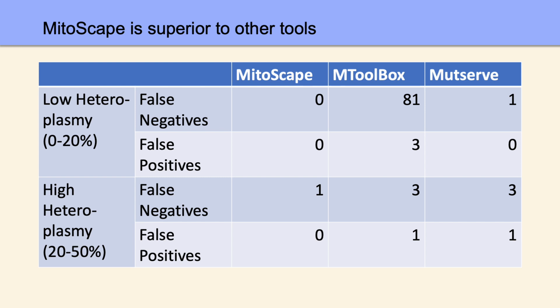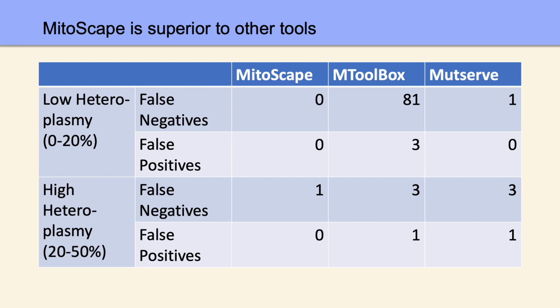You can see clearly for the low heteroplasmic variants, MitoScape did not have any false negatives or false positives. The worst tool in this category was mToolbox. There were 81 false negatives. mtServe did a lot better. There was only one, but it also had a lot of false positives, 3 false positives for mToolbox. So at least for low heteroplasmic variants, MitoScape was the best tool, and mToolbox was by far the worst.